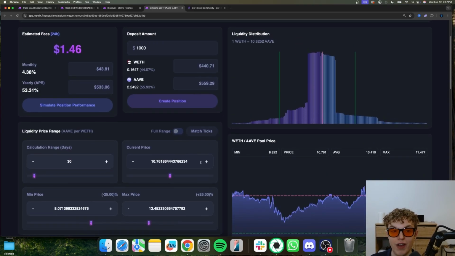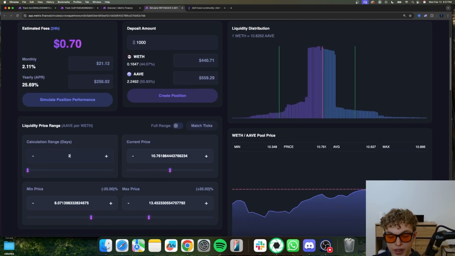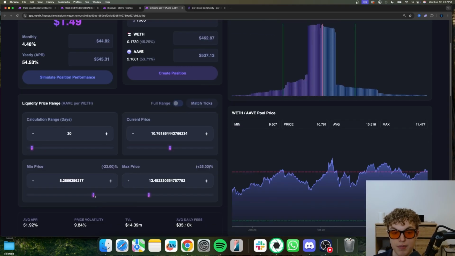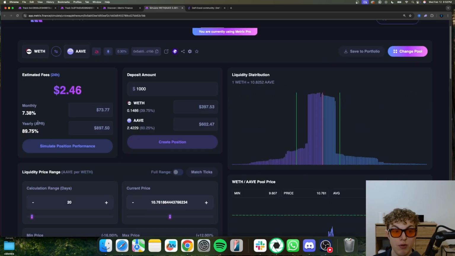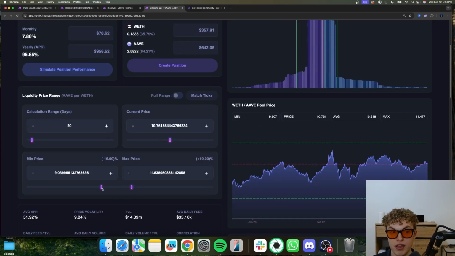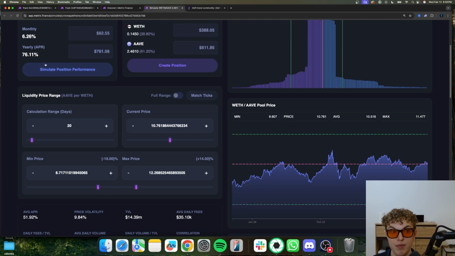So again, we could find our range. We can go with like a 20-day calculation range again, type in our min price, our max price. I'm just using examples for this video, and say we want to supply liquidity for the min price of 9 and the max price of 12 for this range. We'd be looking at about 90% APR for this position. And as you make the range tighter, the APR goes up, as you can see. And if you make the range wider, the APR goes down.